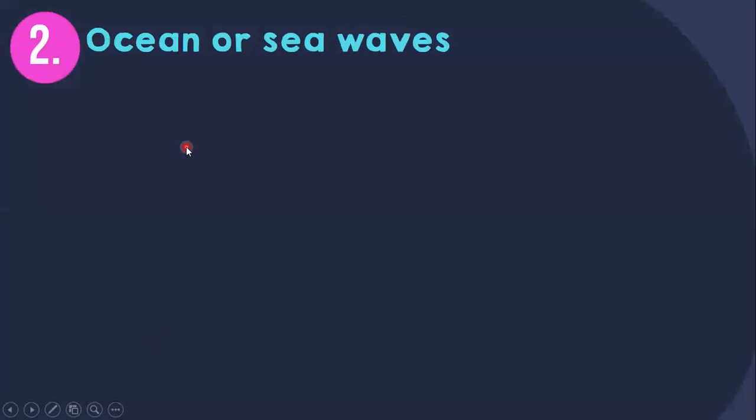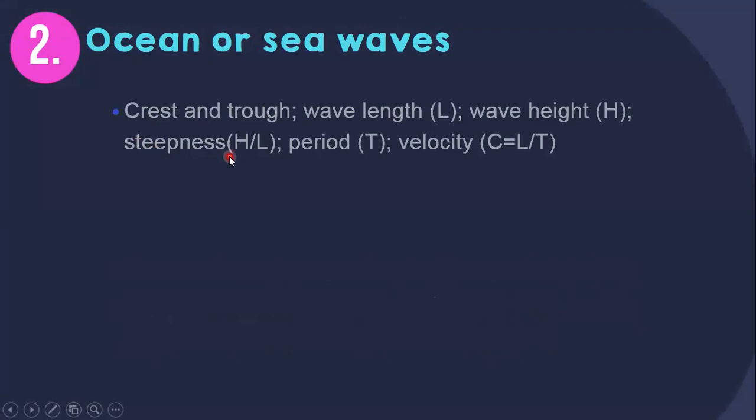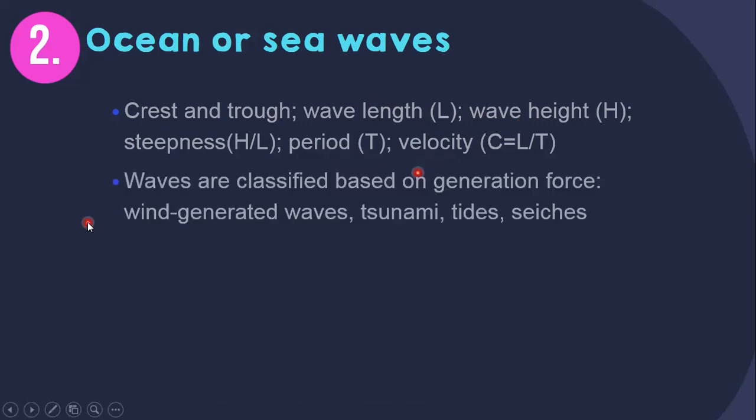Ocean or seaway, the second agent of erosion. Ocean or sea waves are described through their crest and trough, which are described through their wavelength, wave height, steepness, period, and velocity. These waves are classified based on generation force. They could be wind-generated waves, or waves due to tsunamis, tides, or seiches.